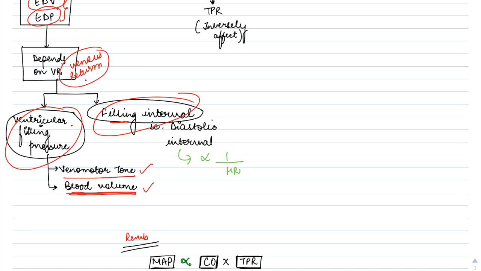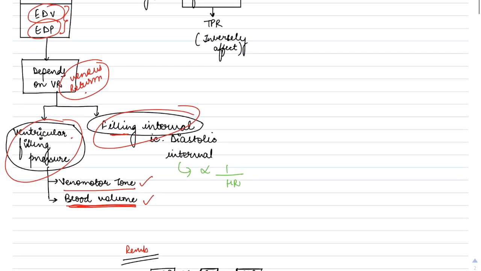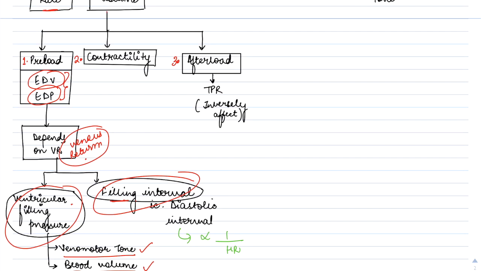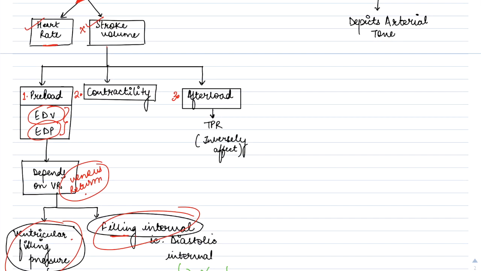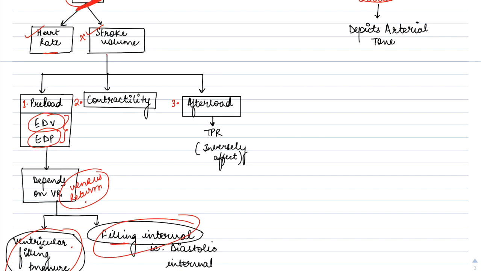The faster the heart rate, the lesser is the diastolic interval and lesser is the venous return. Okay, so these factors affect the preload. Second is the contractility. More is the contractility of the heart, more will be the stroke volume. And third is the afterload.